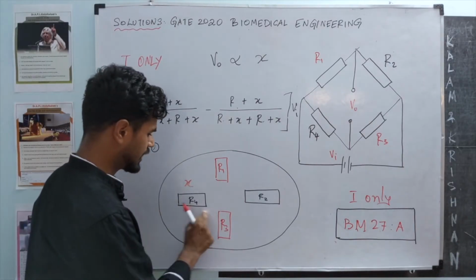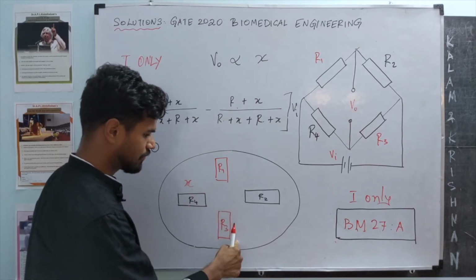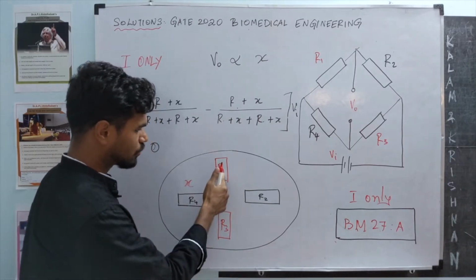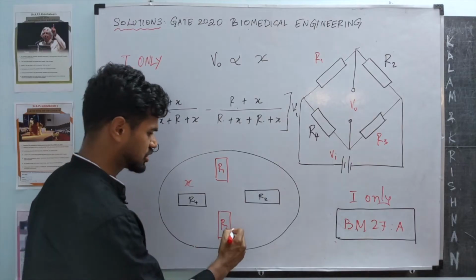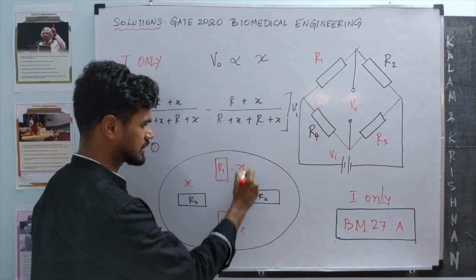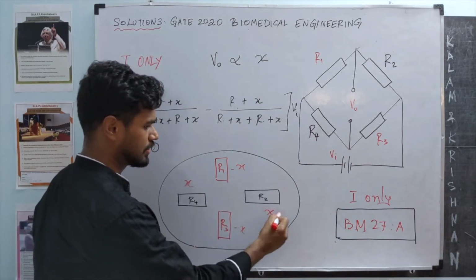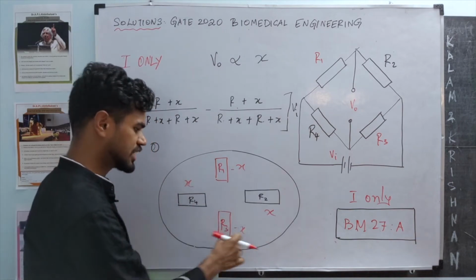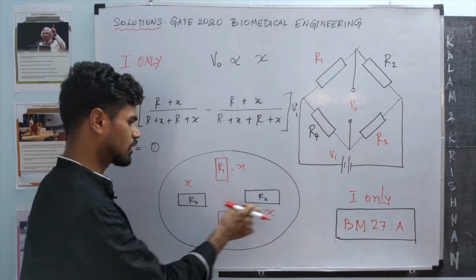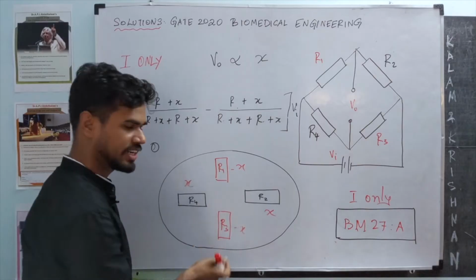This is like the Poisson's ratio, right? So if the length of R4 and R2 increases, the length of R1 and R3 should decrease. So this should be minus X, and of course R2 is plus X. Even though values change by the same amount, for R4 and R2 they increase, for R1 and R3 they decrease.